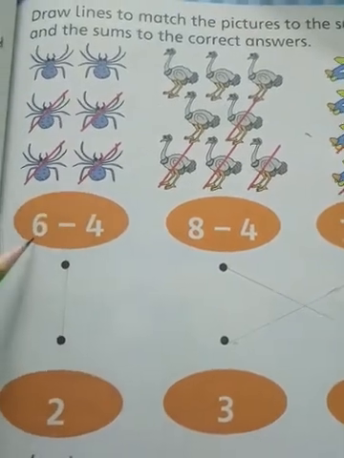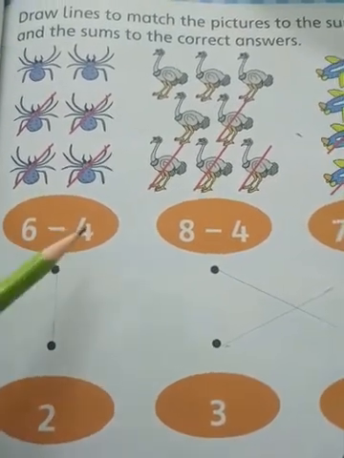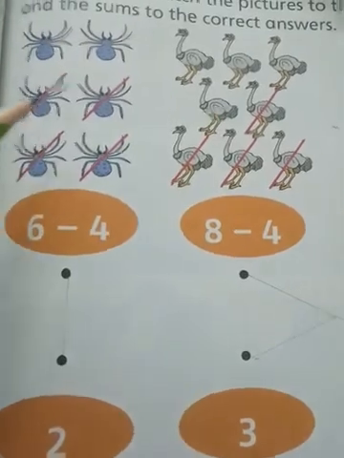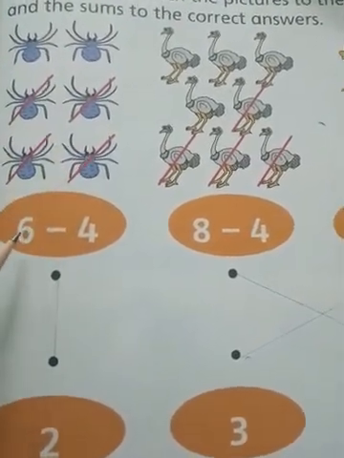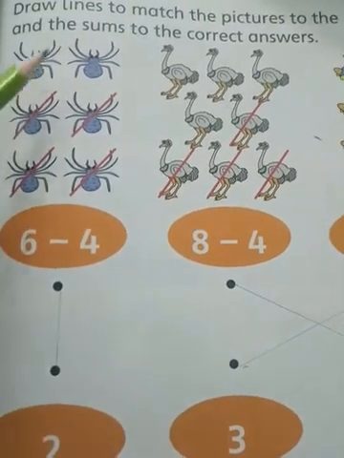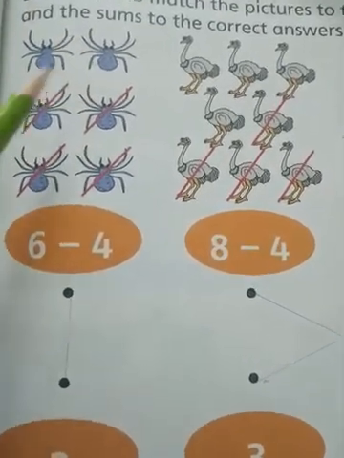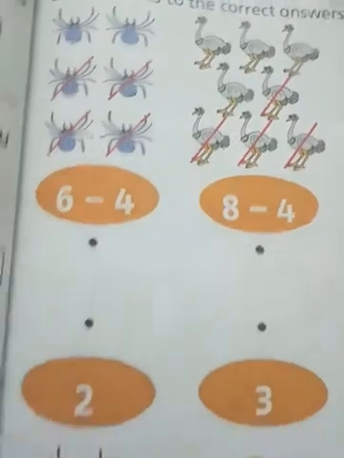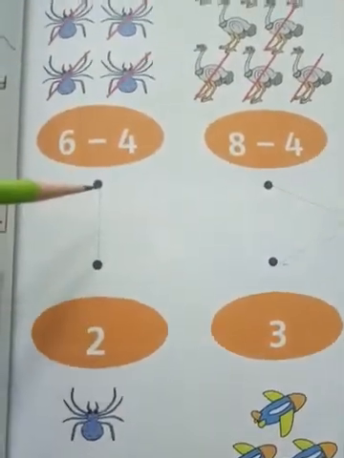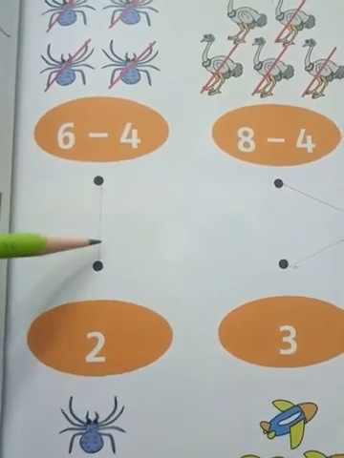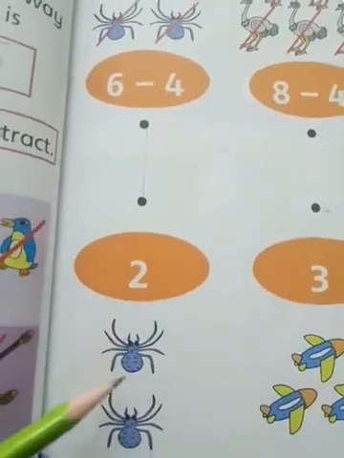Here are total 6 and we have to less 4. Now take away 4. 1 2 3 4. So what will be our answer? 1 2. Our answer is only 2. Look at this. This is our answer. So we have to match these dots. That is our answer, 1 2.